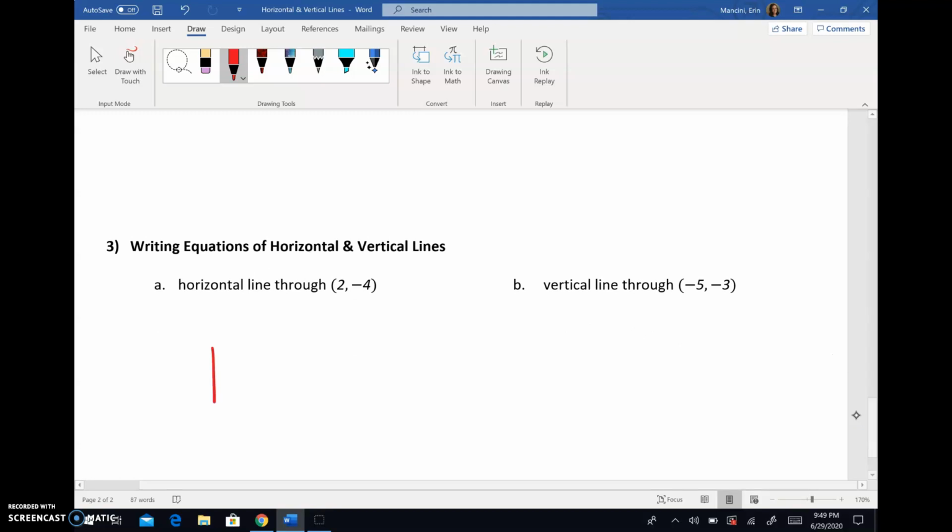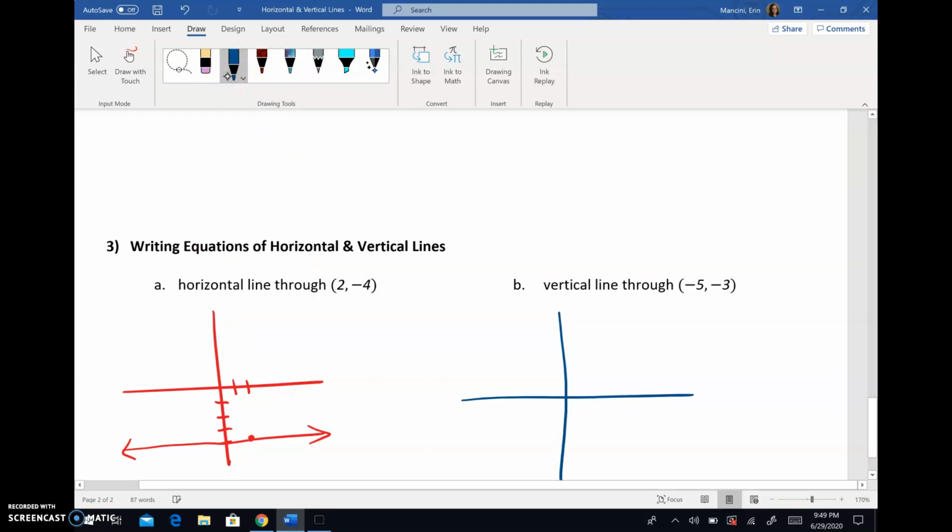Last but not least, we're going to write some equations. And I highly recommend just kind of sketching a picture first so we can get a visual of what's going on. So we want the horizontal line through the point +2 on the x and -4 on the y. It's got to be horizontal, so it's going to look like this. Okay, so that's the first one, and I'm going to sketch the graph also for the second one.